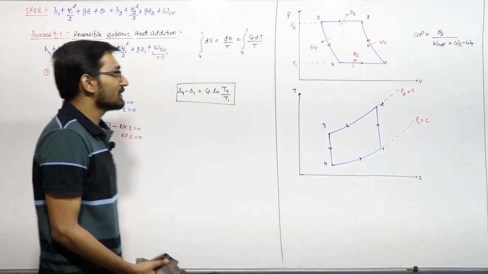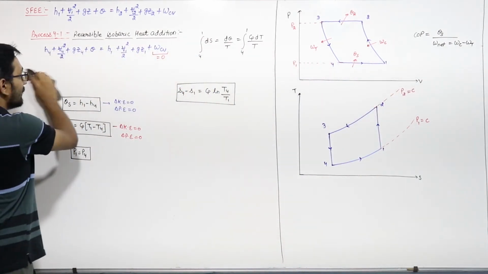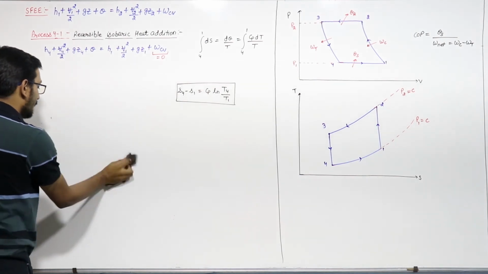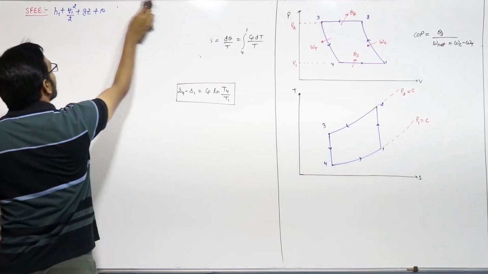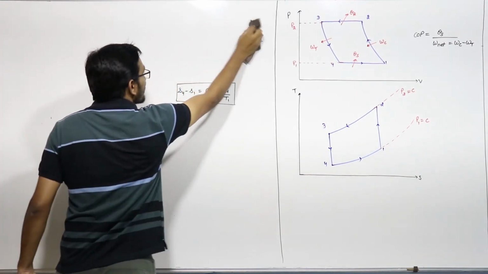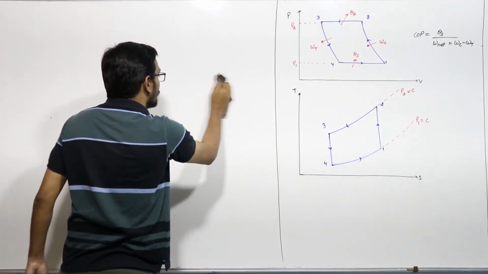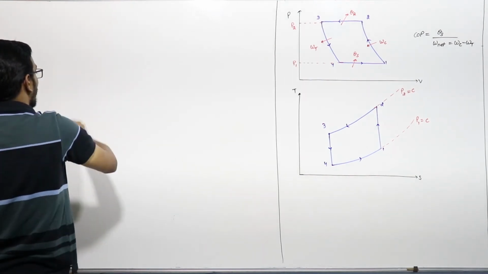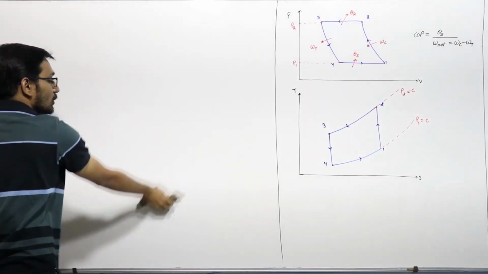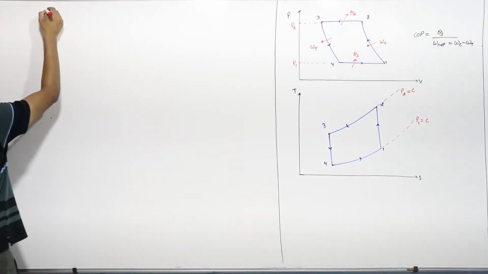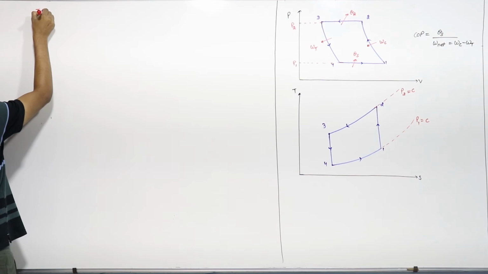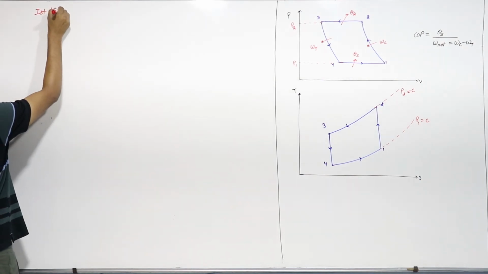Now let us derive for the COP. If I apply the first law of thermodynamics for a cycle, you know what the first law of thermodynamics is for a cycle of a closed loop system, or a closed system you can say.